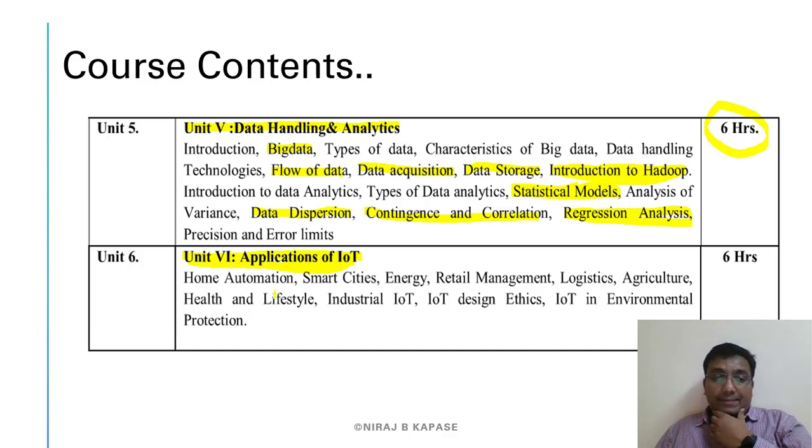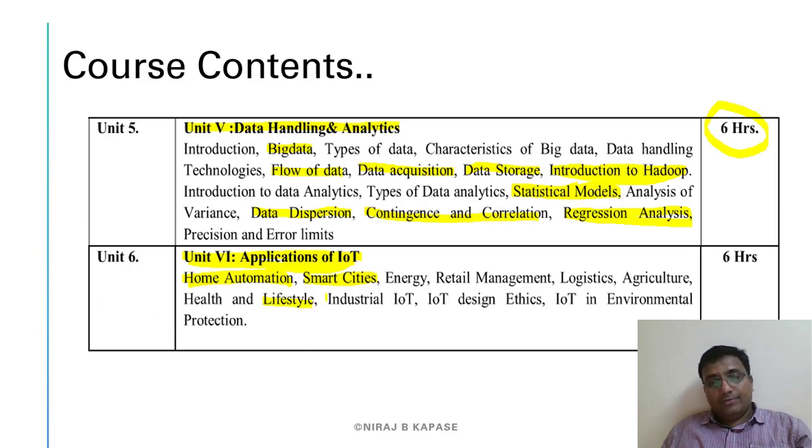The last unit is applications of IoT. This is a purely application based unit. In this we are going to learn case studies of home automation. Then, as you might currently know, smart cities. So what are the things we are going to do with smart cities and all. Then energy management, retail management, logistics management, some agriculture applications, some healthcare applications, and lifestyle applications we are going to see in this.